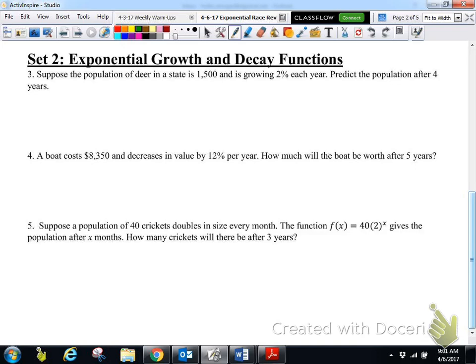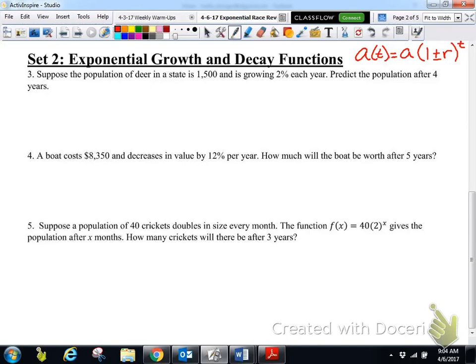Your next set of problems is exponential growth and decay functions. On these, remember that we're going to use the function f of x equals a times 1 plus or minus r raised to the t. And really, instead of f of x, it should say a of t equals. So go ahead and try and work those.